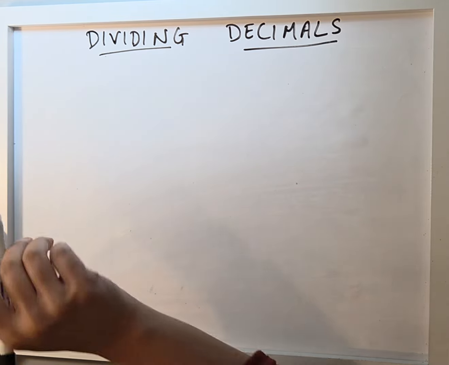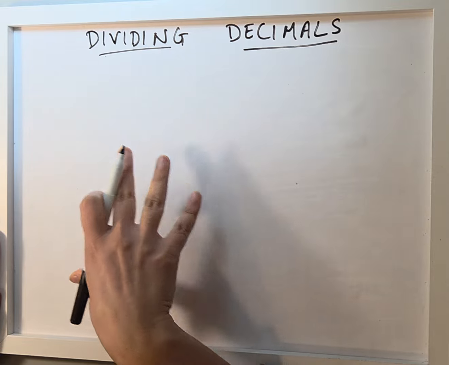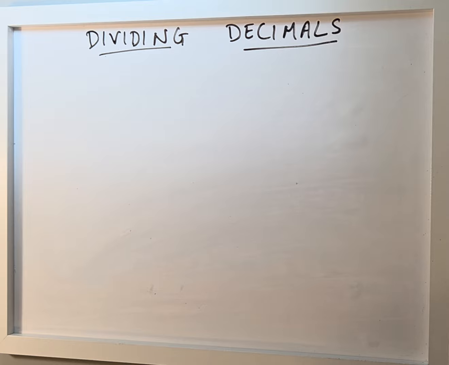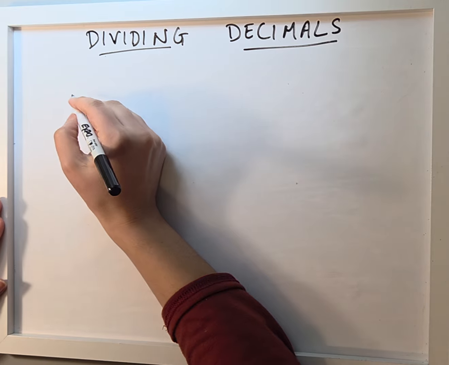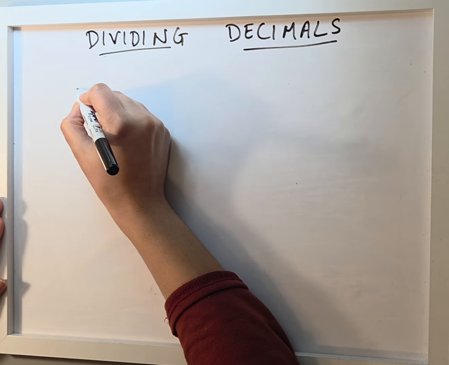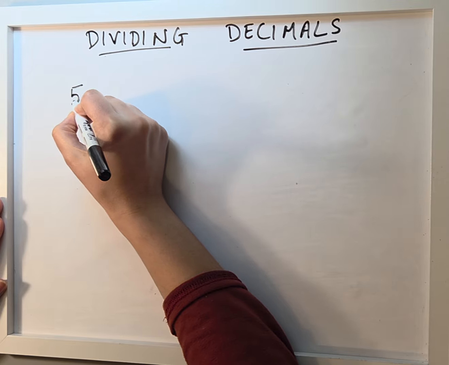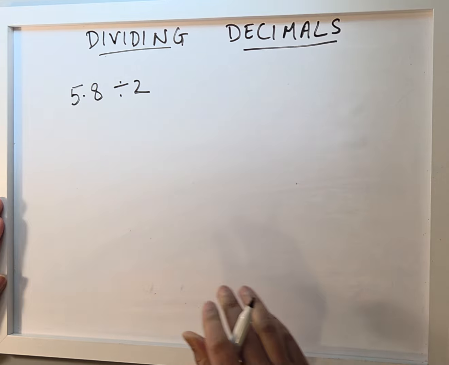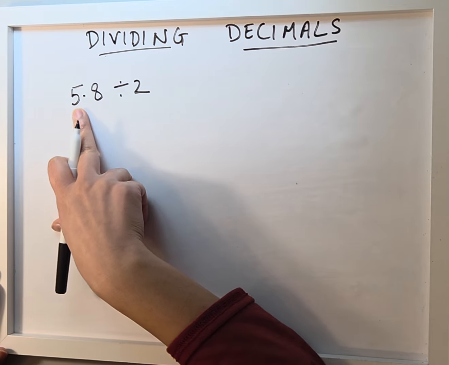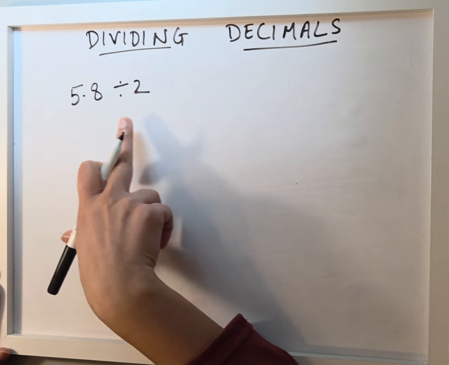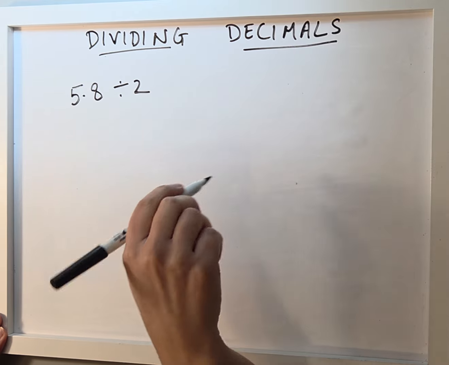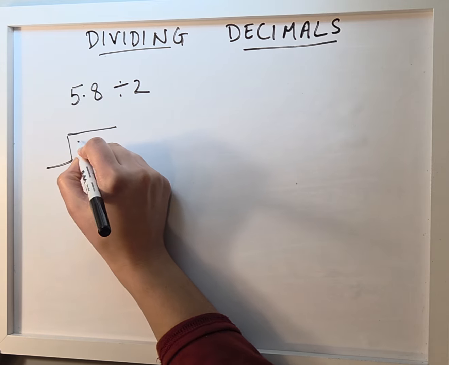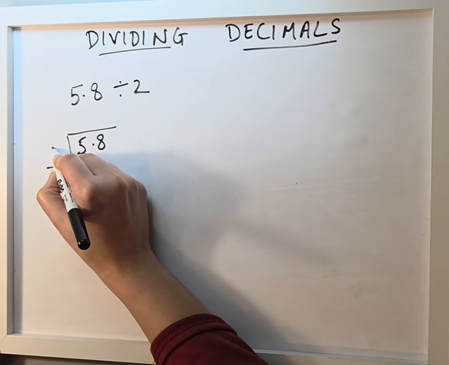Okay. So now let's see. There are two parts of it. Let's see the first one. If we have a decimal, say we have 5.8 divided by 2. Here we have a decimal and we are dividing it by a whole number, that is 2. So we divide 5.8 by 2.